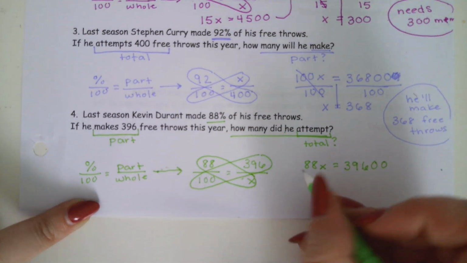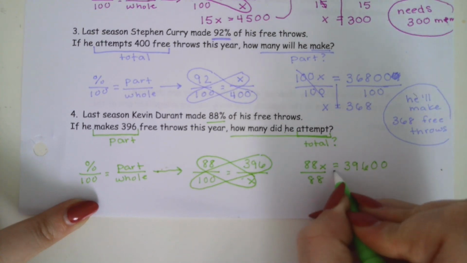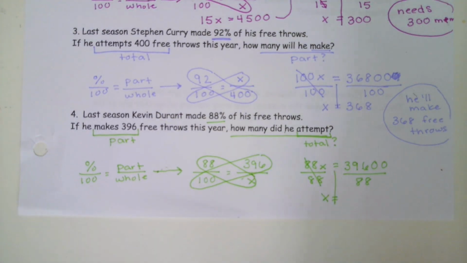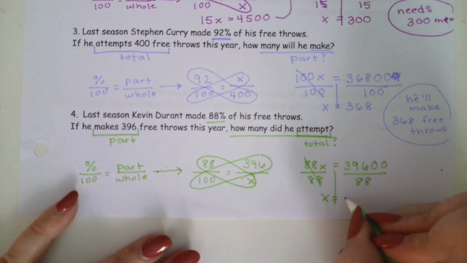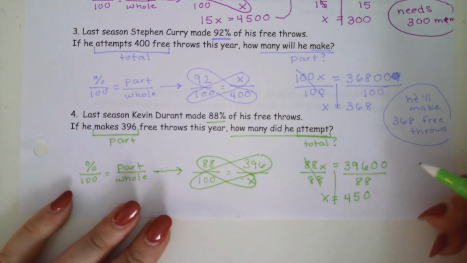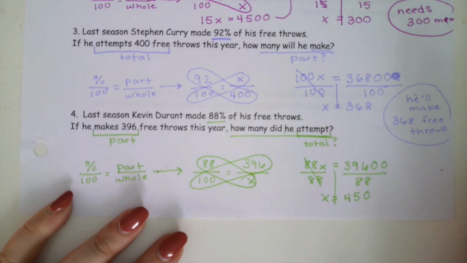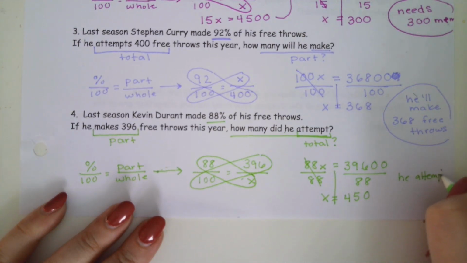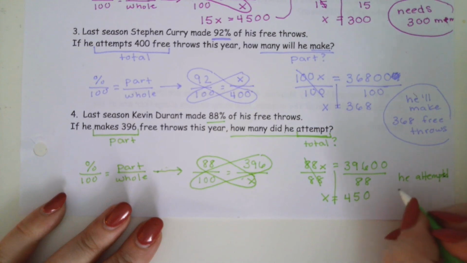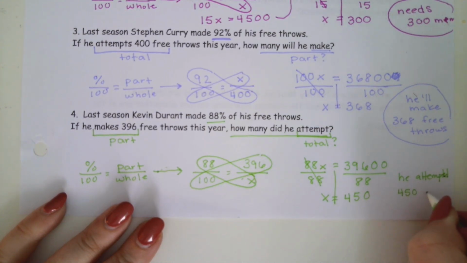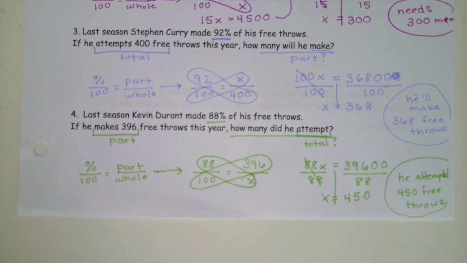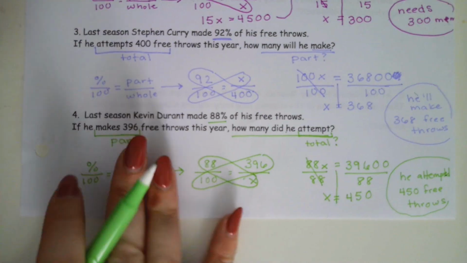Okay. So now I'm going to go ahead and divide both sides by the 88. 88's cancel out, so I get x equals, and then I go ahead and do this math in my calculator. I get 450. So I know x equals 450, so how many did he attempt? He attempted, ooh, ran out of room. He attempted 450 free throws. Okay. Let's go ahead and flip it over, try some more.